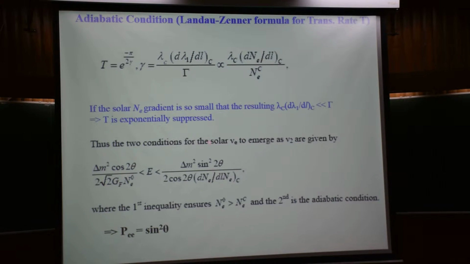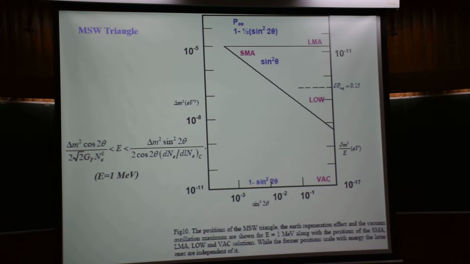So if these two conditions are satisfied, the nu e will emerge as nu 2, with survival probability sin square theta. The left condition means that the core density of the sun is more than the critical density, and the right condition ensures that there is no transition, the adiabatic condition. So if these two conditions are satisfied, that gives you this triangle in the sin square 2 theta, delta m square log plot, and this is called the MSW triangle. Again, the point is very simple.